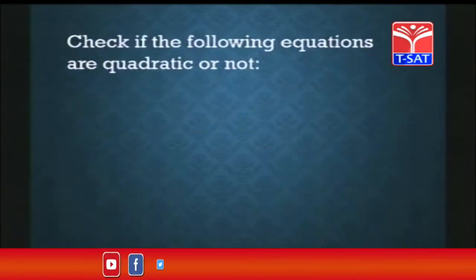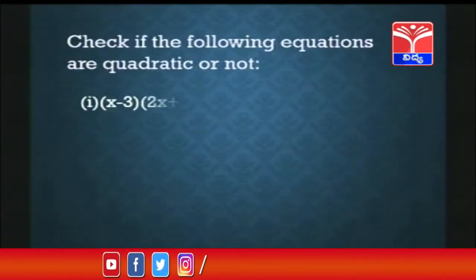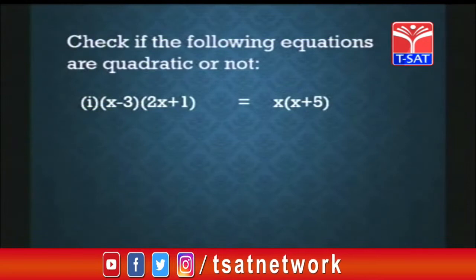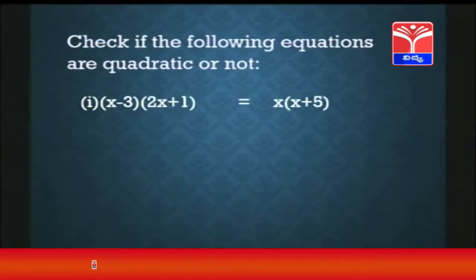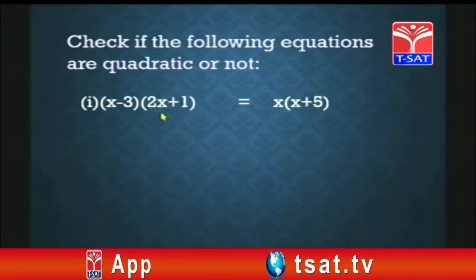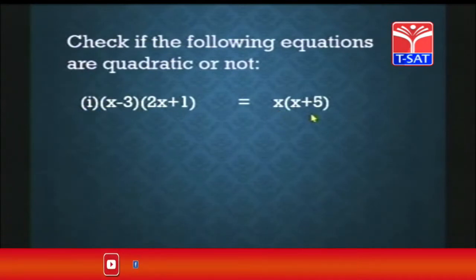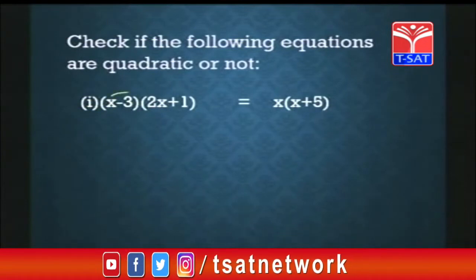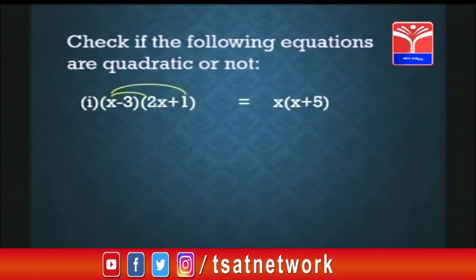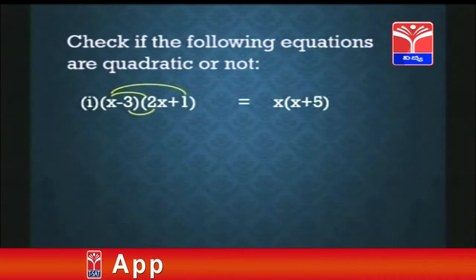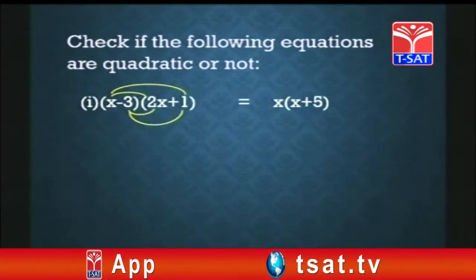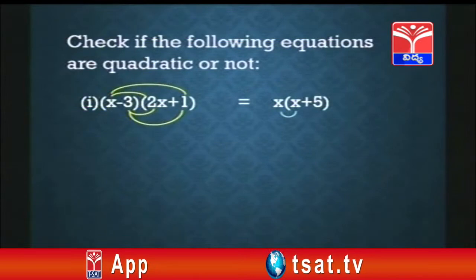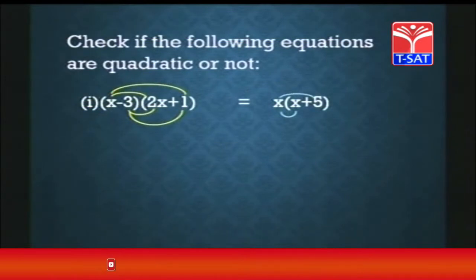Now let's check if the following equations are quadratic or not. We are given an equation wherein the LHS is the product of two binomials (x − 3) multiplied by (2x + 1) and RHS is x times (x + 5). Now let's open up the brackets by multiplying the respective terms. x with 2x, x with 1, −3 with 2x and −3 with 1. And on the right hand side, x with x and x with 5 using distributive property.